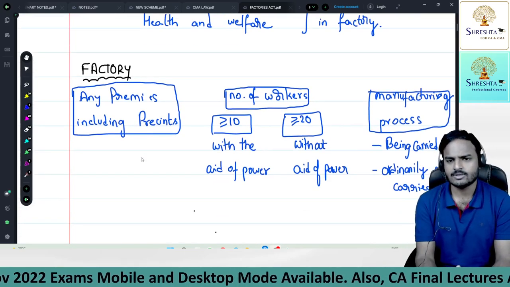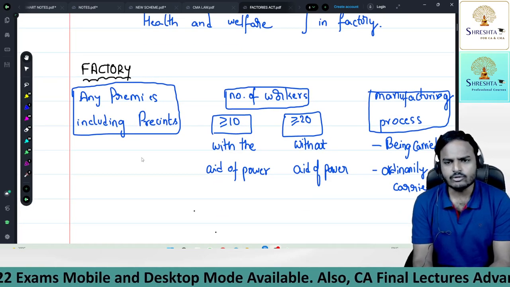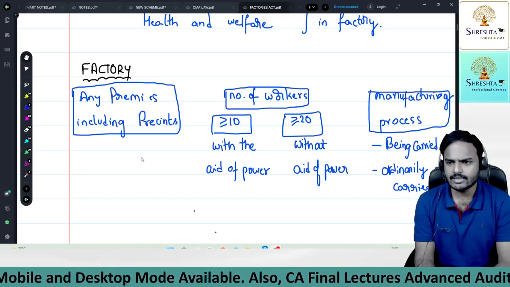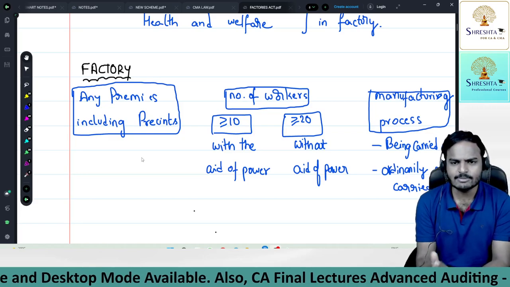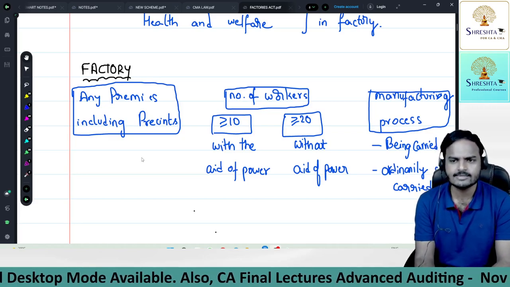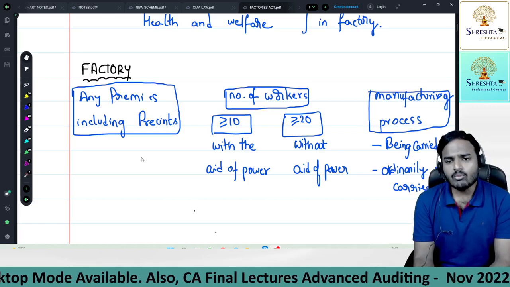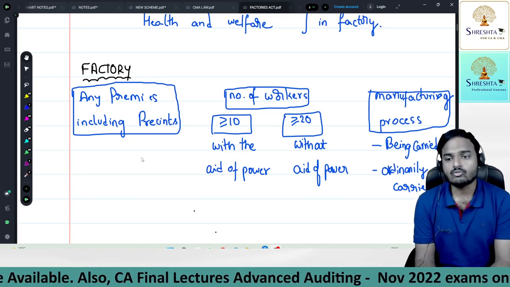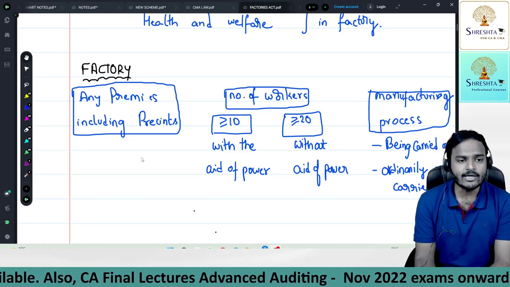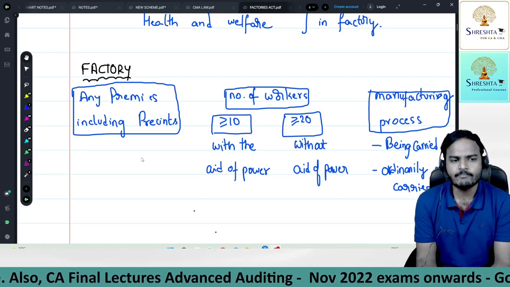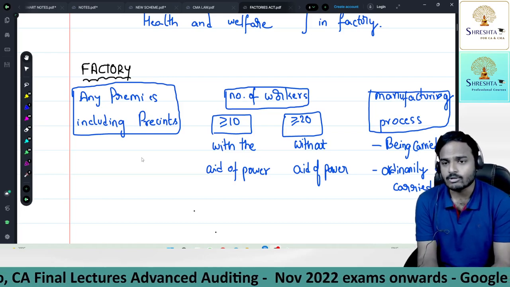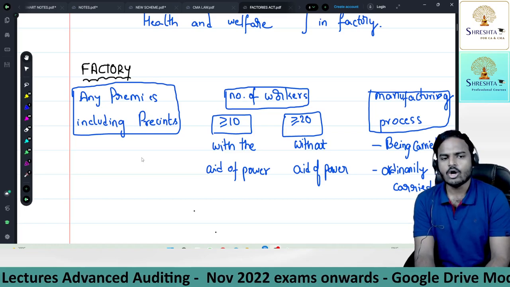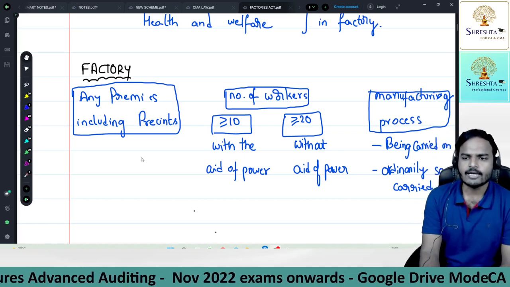What is a factory? Any premises including precincts. So simply, land and building and its surroundings. Precincts means surroundings. Any premises including precincts, where 10 or more workers are employed, or 20 or more workers employed, depending upon usage of power. So with the aid of power, 10 or more workers, without aid of power, 20 or more workers, and some manufacturing process is being carried on or ordinarily being carried on.